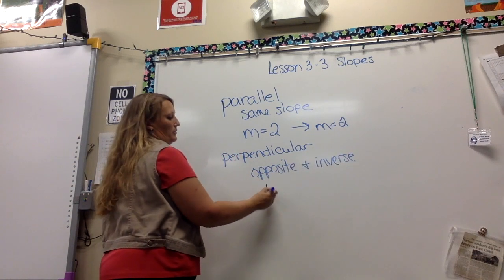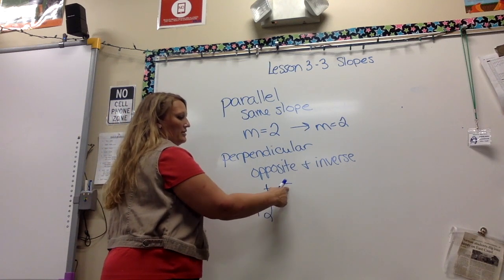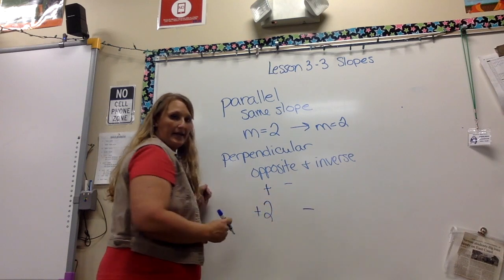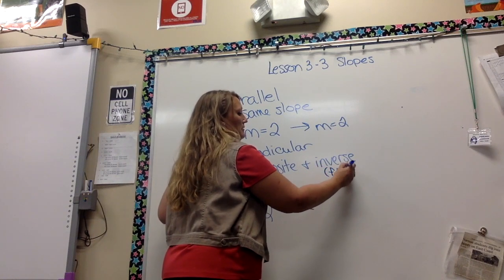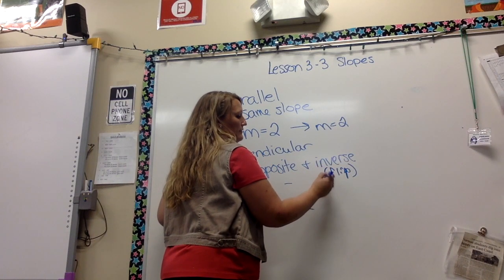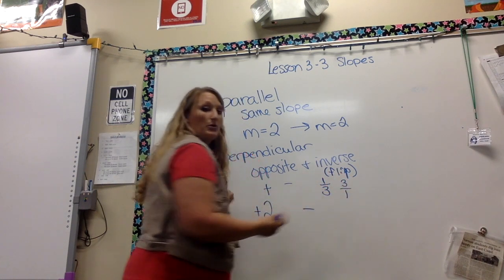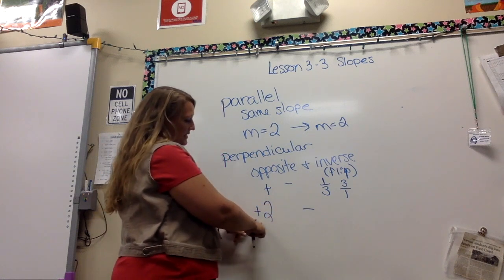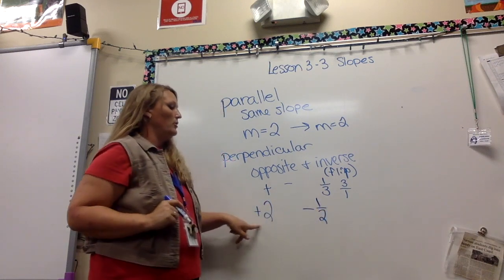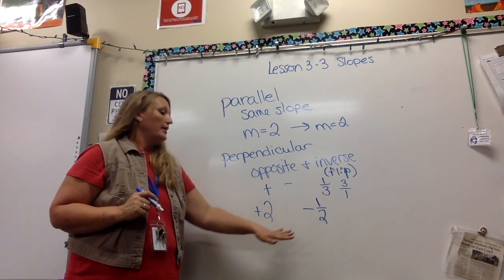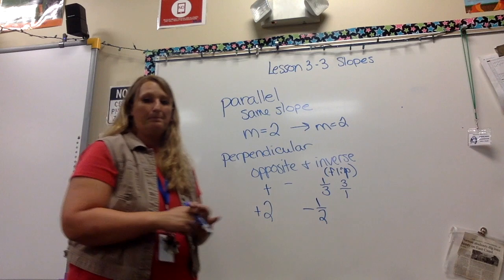So an opposite slope would be a positive and a negative. So if your original slope is, say, positive 2, then your perpendicular slope we know is going to be negative. Inverse means that they are flipped. So if your slope is 1/3, then we can flip it over and it's 3 over 1 or just 3. So in this case, if we have a positive 2, we're going to flip that over and your perpendicular slope would be negative 1/2. Opposite and inverse. Opposite means plus and minus. Inverse is the flip.